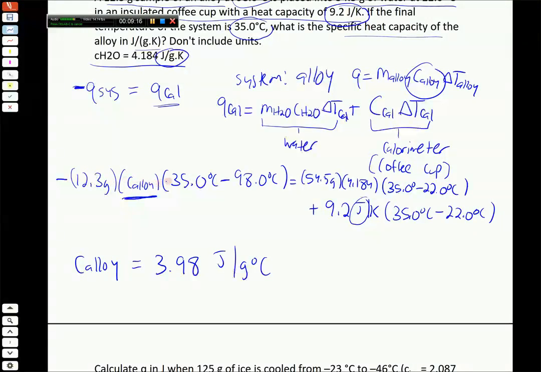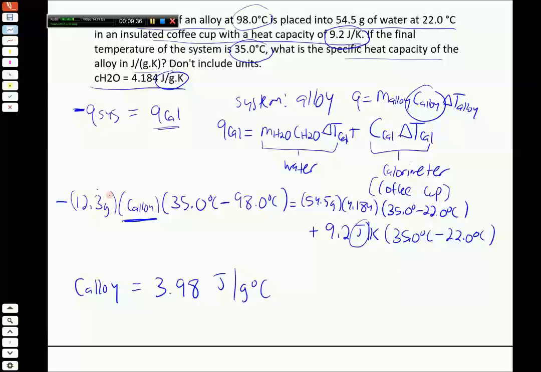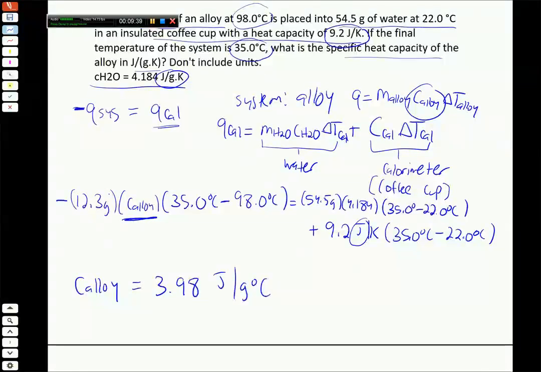The heat that's released by the alloy is equal to the heat that's absorbed by the calorimeter. So they all have the same final temperature, but they have two different initial temperatures. The alloy, which is initially higher, will have a negative delta T, and the water, which is absorbing that heat, will have a positive delta T. Alright, so that's how I set that one up. It's a pretty typical type of calorimetry problem where we're going to use it to measure an unknown specific heat capacity.